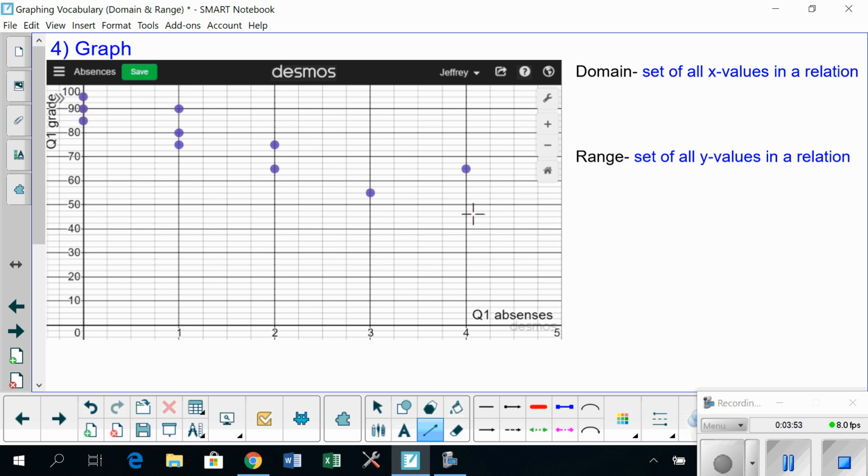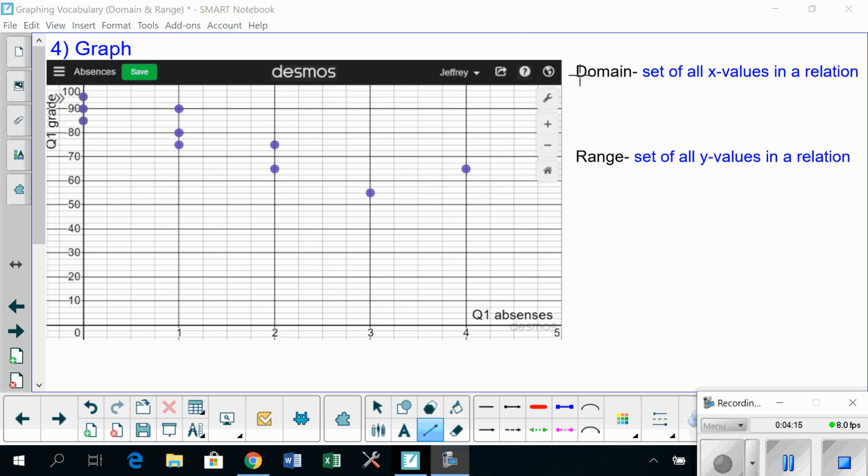On a graph, I think it's easy to see the relation between number of absences and the grade, and you can look here and say, oh, there's a downward trend. It doesn't make a perfect line or anything, but based on these 10 students, I can see kind of a downward trend, how the more absences you have, the lower your grade would get.